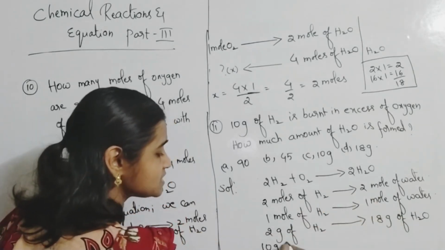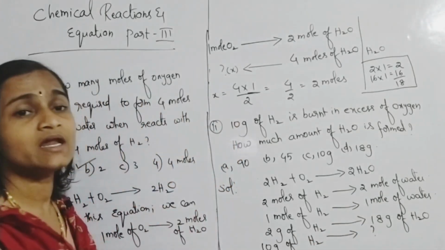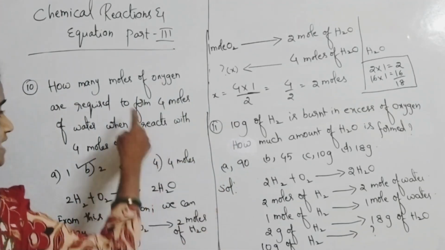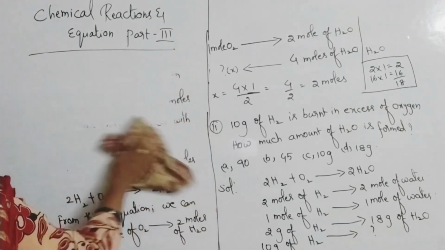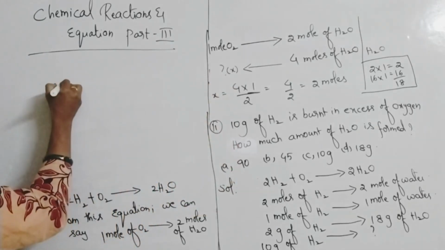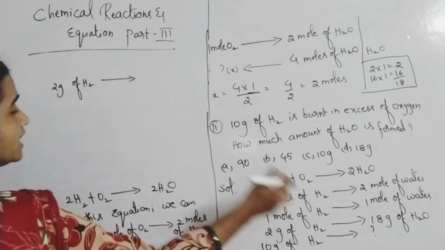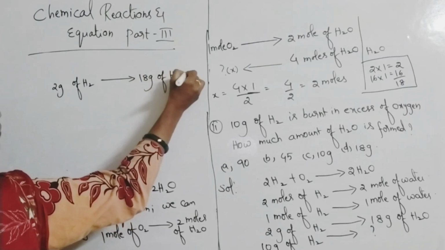Now 10 grams of H2 gives how much water? That is your question. Once again I write this here. Once you check, it is like the rule of 3. You have to check. Okay now, 2 grams of H2 is giving how much? 18 grams of H2O.